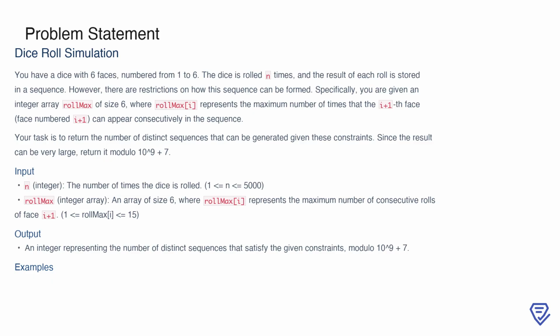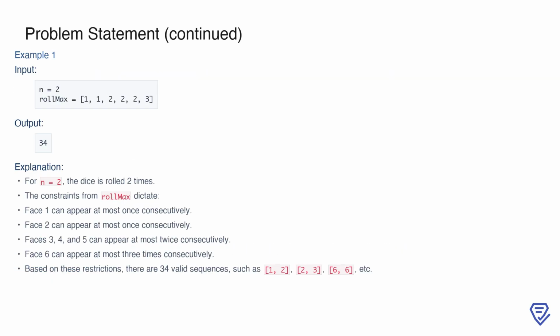Since the total number of sequences could be very large, the result must be returned modulo 10 to the power of 9 plus 7. We are given 2 inputs: n, the number of rolls, which can range from 1 to 5,000, and rollmax, an array of 6 integers where each value is between 1 and 15. The output is an integer representing the count of valid sequences that adhere to these restrictions. Let's take a look at an example to clarify the problem.